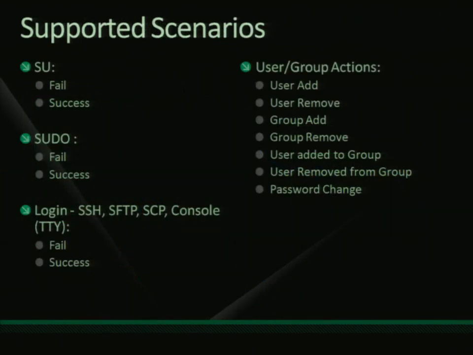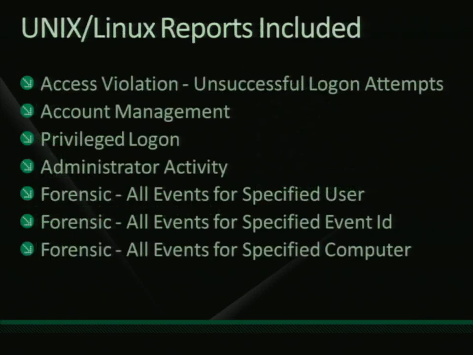So the scenarios that we support out of the box: su success/fail, sudo success/fail, login, SSH, SFTP, FTP, and console, as well as group actions, changing passwords, adding and removing users, and users from groups. We have several reports: access violations, somebody trying to log in unsuccessfully, account management, somebody added a user. The forensic report at the bottom gives me all the events for a specific user.